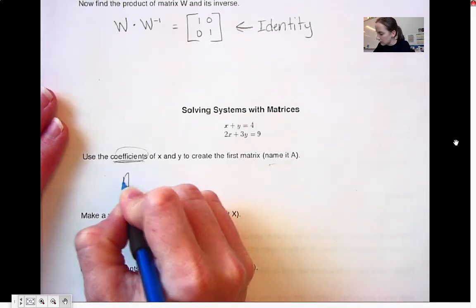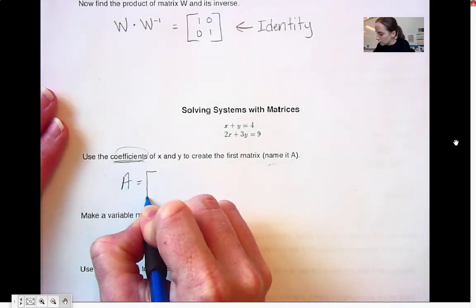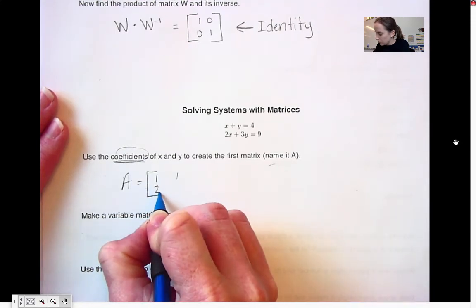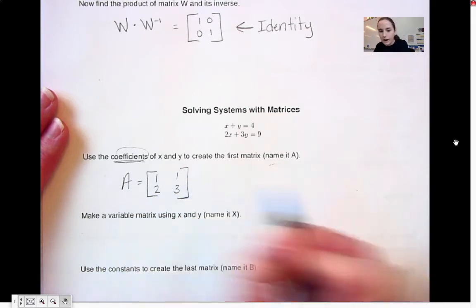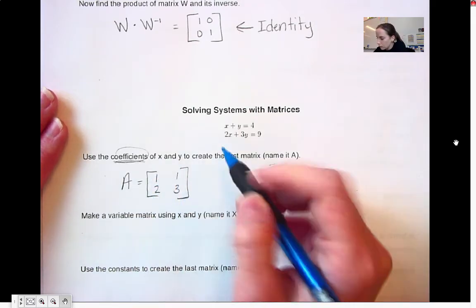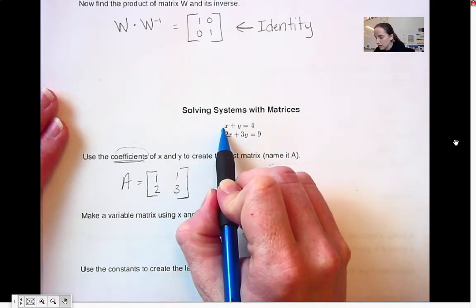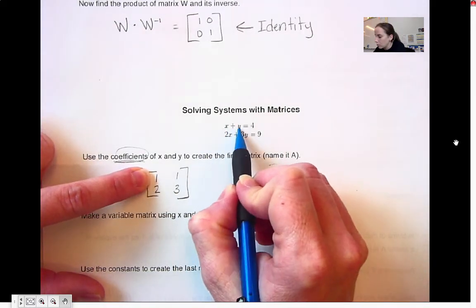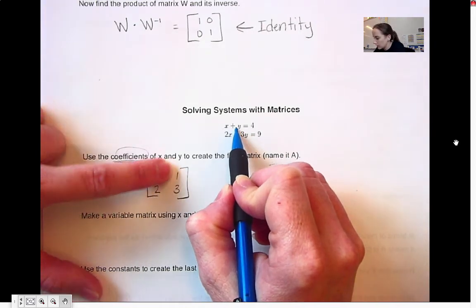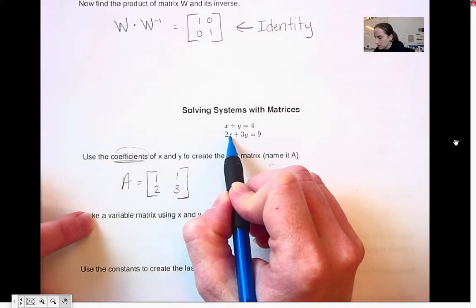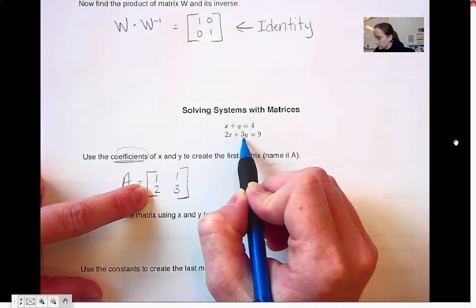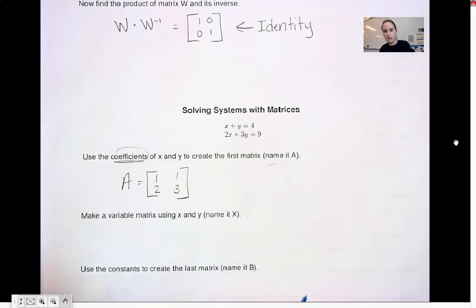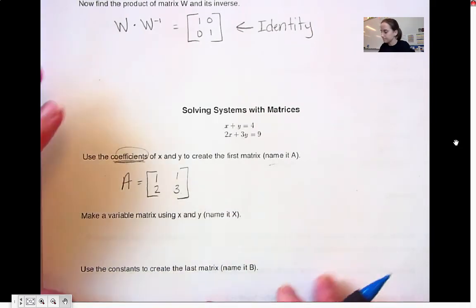So for matrix A, it should look like this: 1, 1, 2, and 3. I got these values from here. The coefficient in front of x is understood to be a 1, so that's this first one. In front of y is also understood to be 1, so I got that one. In front of x here is a 2, and in front of y here is a 3. Okay, so that's matrix A, and that's only with the coefficients.